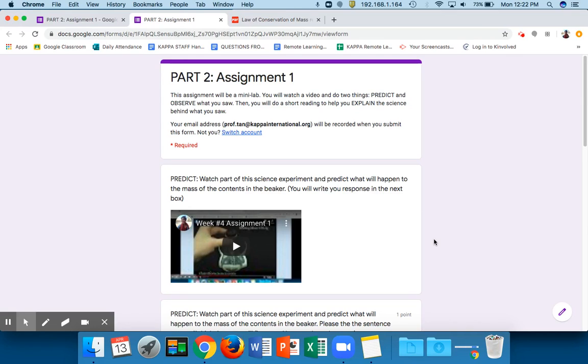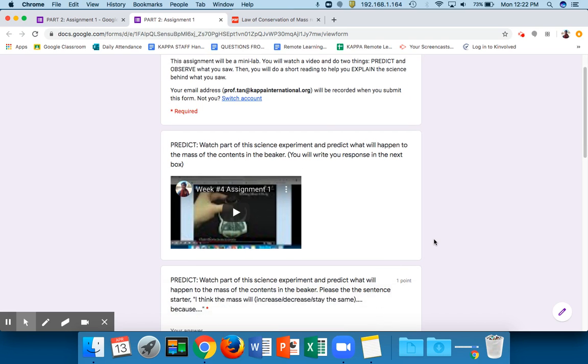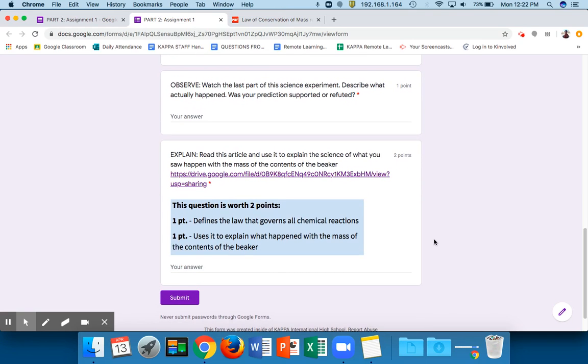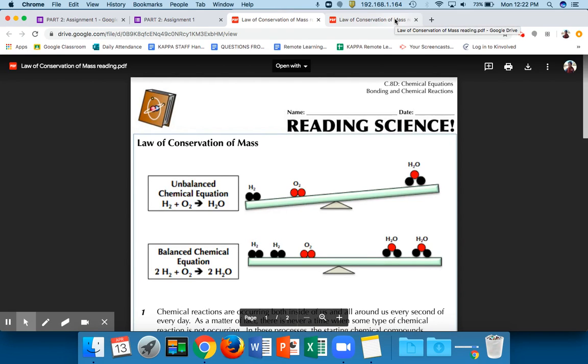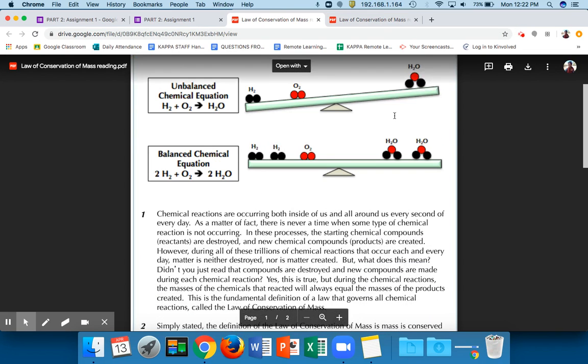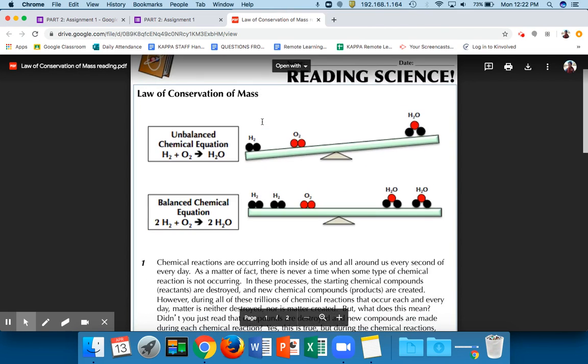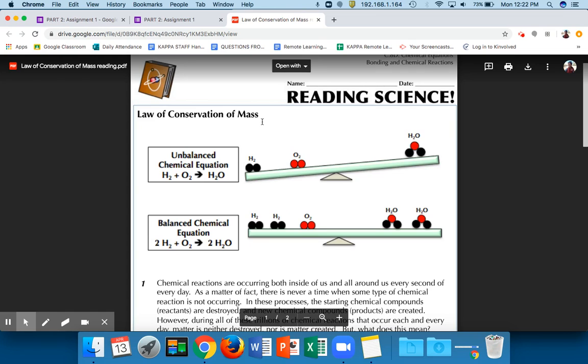Okay, for this video, I am reading aloud the article that's at the bottom of assignment 1. So you're going to click on this and you can have this open in a separate tab and be reading as I read along. That would be the most effective.